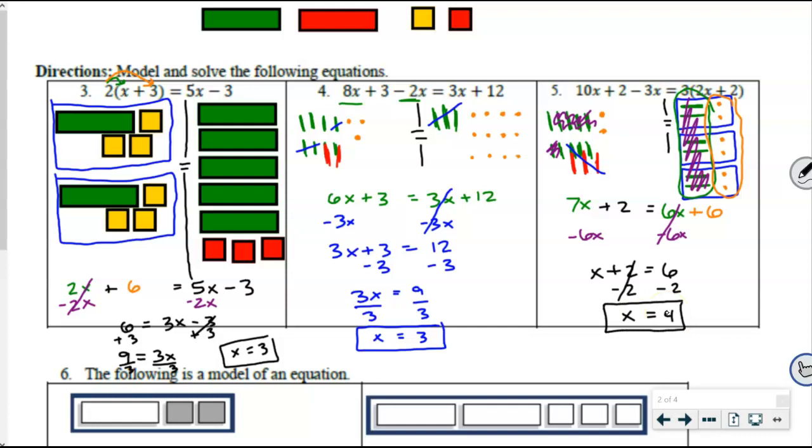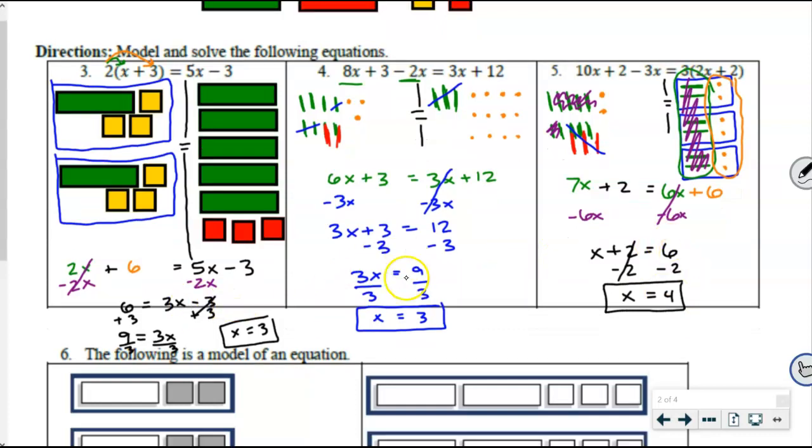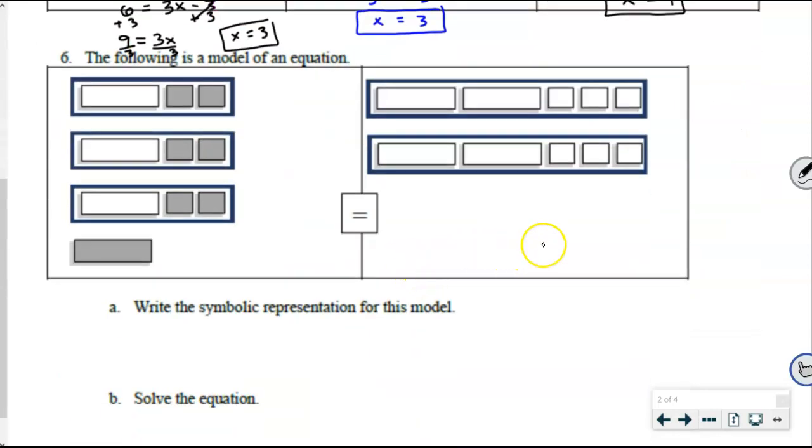Questions, comments, concerns, anything you want to address? Okay, for number 6, it's now you writing the model, or you writing the equation. The model is given. Now you get to write what that equation is that is represented by the model. You guys, many of you have already worked ahead, so raise your hand to tell me what that equation is. Thank you, Danielle.